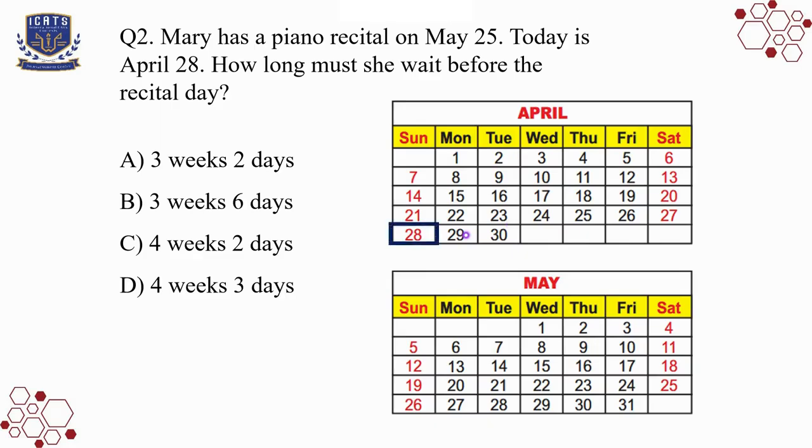So today is 28th April and her recital day is on 25th of May. So we can count the number of days and weeks in between. We can see that these 3 weeks will be completely counted. Now let's count the number of days. 1, 2, 3, 4, and then 5 and 6. So she will have to wait for 3 weeks and 6 days before the recital.